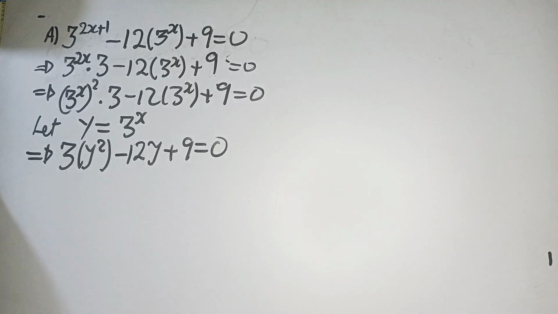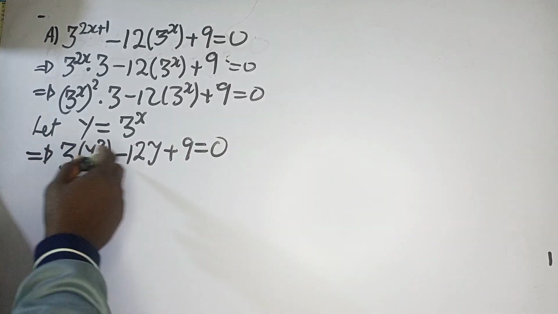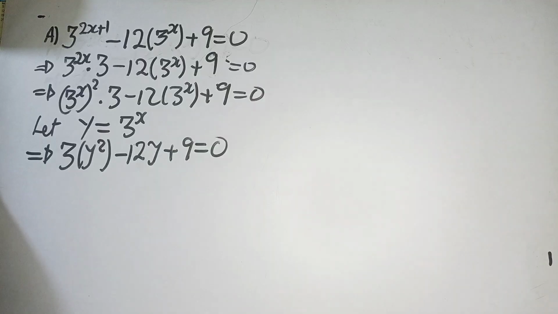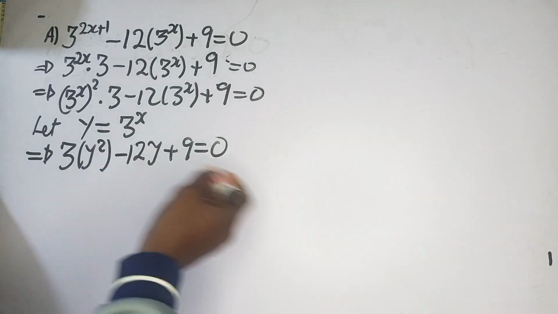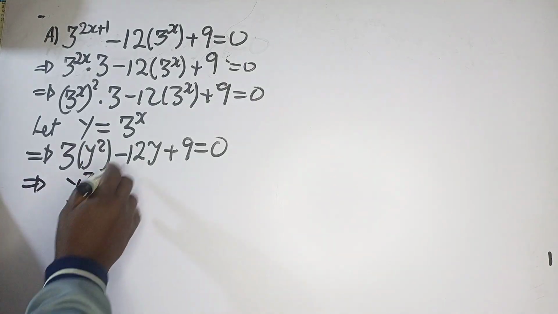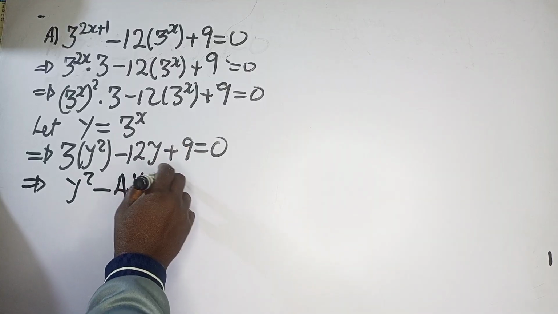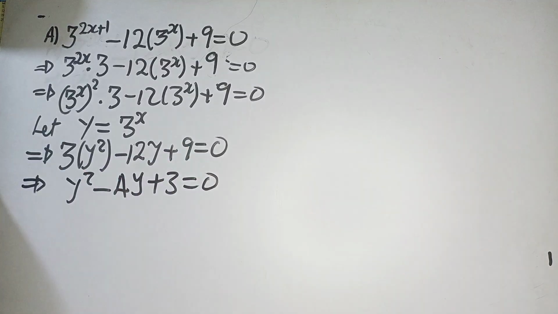All right, so what do we see? Again, the coefficients here, they are all multiples of 3. So we can simplify this quadratic equation further by dividing all through by 3. If we divide here by 3, we obtain y squared. Divide here by 3, we obtain negative 4y. Divide here by 3, we obtain 3 is equal to 0. So this expression now gives us this simplified quadratic equation.